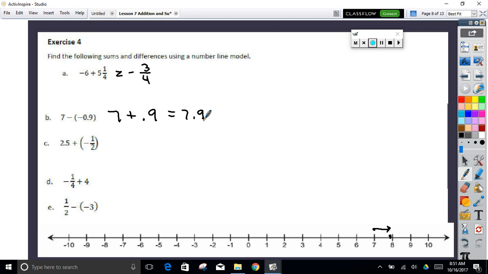Riley, did we need to rewrite this one? No, it's addition, so we can leave it like that. What should I do on the number line? Start at 7. No, we're doing letter C. Oh. You start at 2.5. And where is that? Is 2.5 between 1 and 2, or is it between 2 and 3? Between 2 and 3. Okay, then what do we do? Go to the left a half.